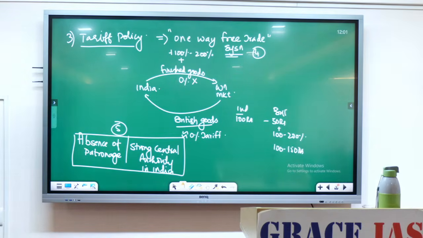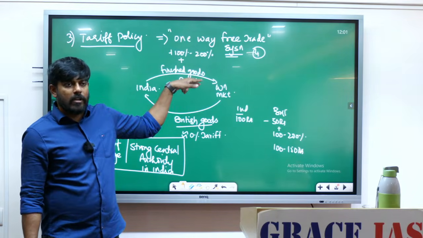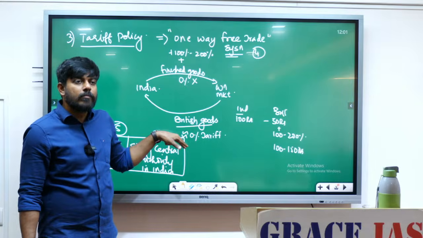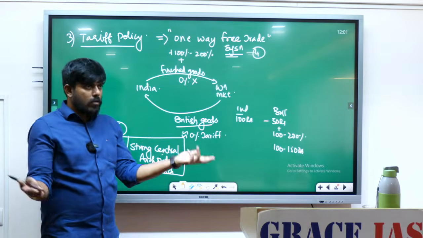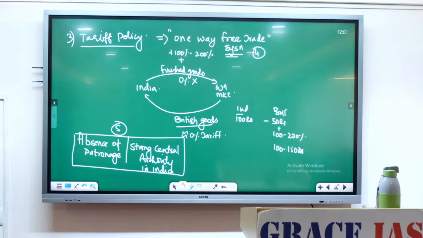Absence of strong central authority or native ruler who could protect the Indian interest by imposing taxes or tariffs on the foreign goods that were imported to India. See, the British were imposing 100% taxes because they had a strong central government. Why was India not imposing any taxes on them? Understood? Nobody was there. This was the scenario. This is what you need to keep in mind.